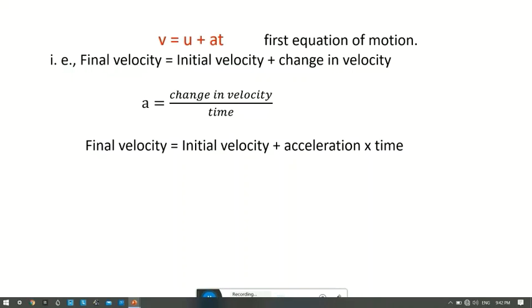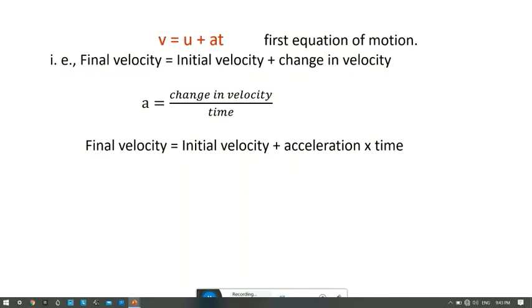So if we consider an object which started with velocity 10 meter per second and it is moving with constant acceleration of 1 meter per second square for 5 seconds, then its final velocity is, so the object started with velocity 10 meter per second, its acceleration is 1 meter per second square, means 1 meter per second. So its velocity is changing by 1 meter per second every second. So in 5 seconds, velocity changes by 5 meter per second. That means acceleration into time we get 5 meter per second.